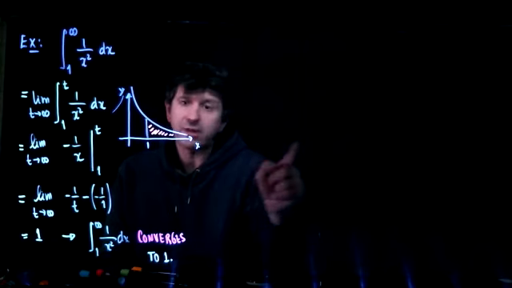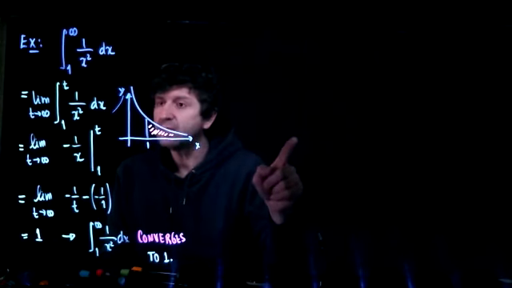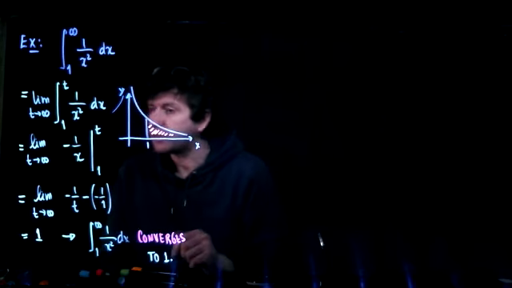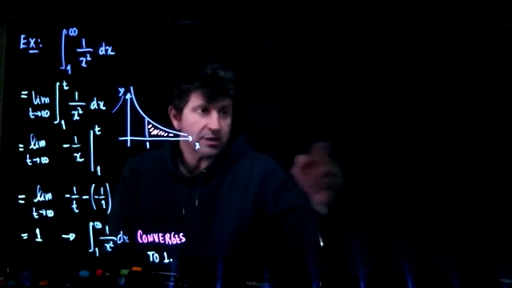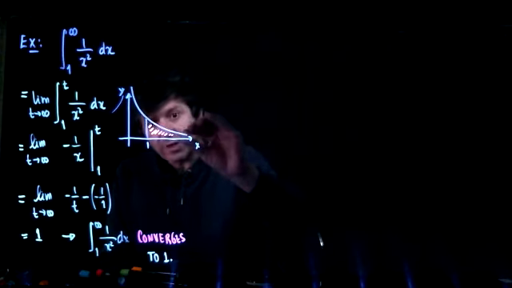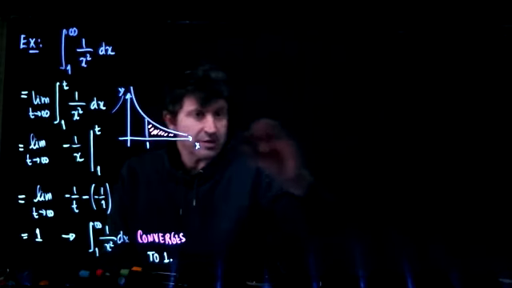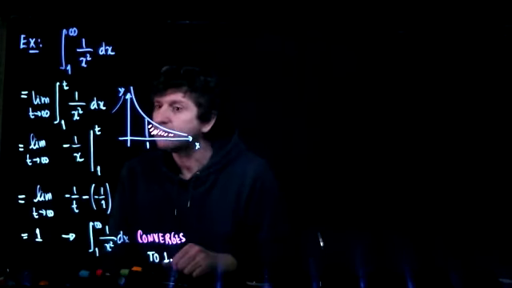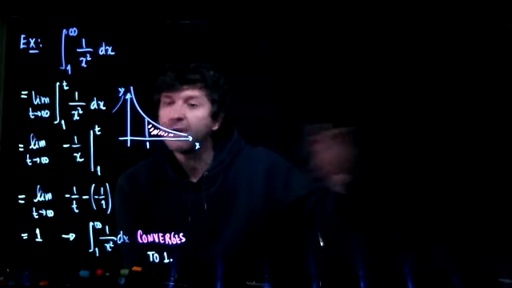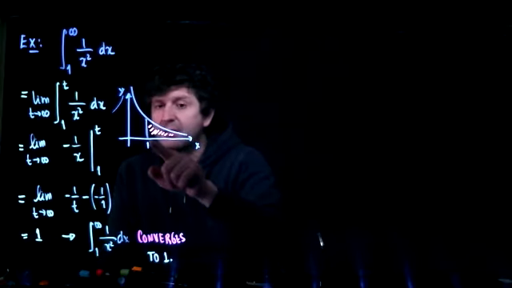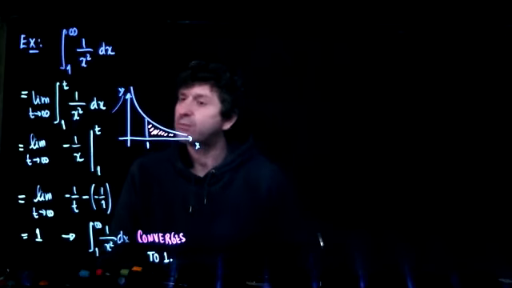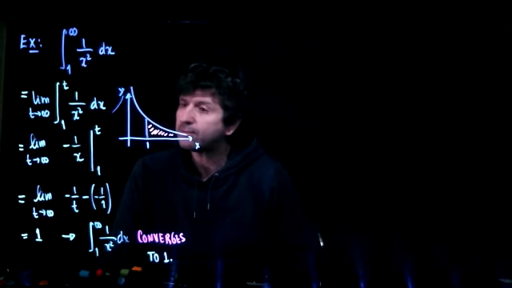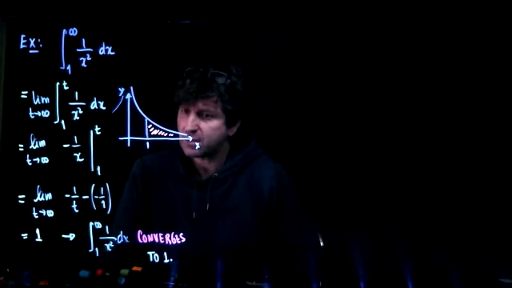The further you go on the t, if t is a million, you'll get 1 minus 1 over a million. You understand? You get 0.999999. And the bigger the t, the closer this area will get to 1. If you take t equals 20 billion, the area will be 0.999999999 and so on. That's what it means converges to 1. Okay, good.